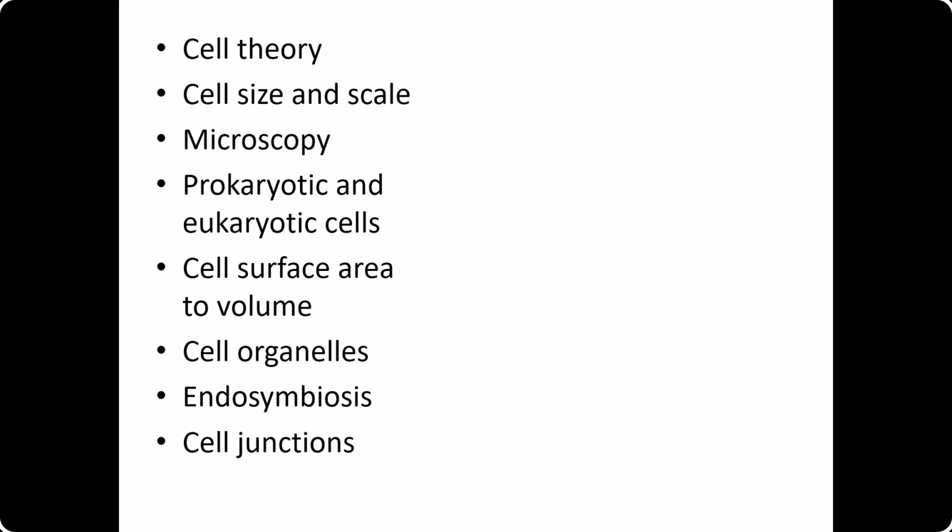And then the different cell junctions: we just went over the 3 animal junctions and 2 plant cell junctions. So that's it, and we made it through chapter 4.